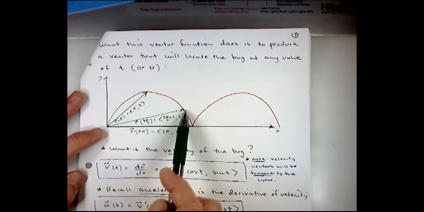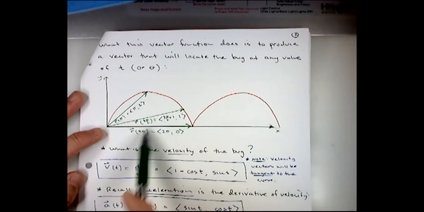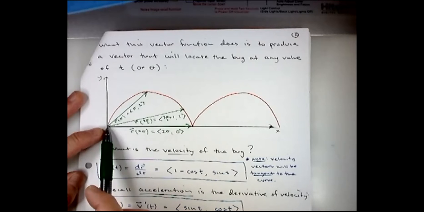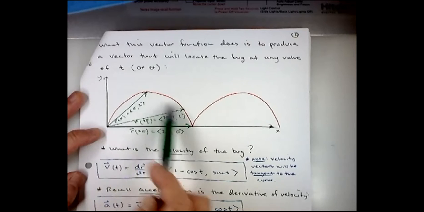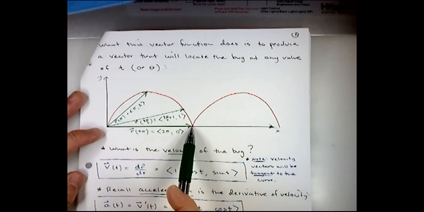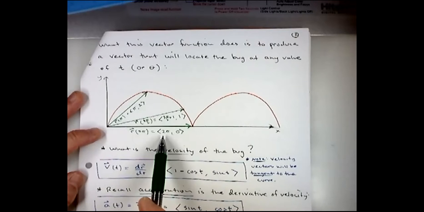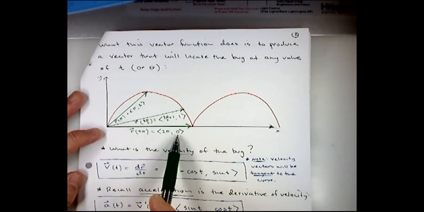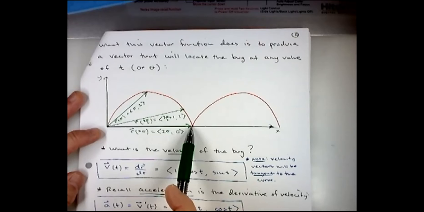I did a vector for 3 pi over 2. And then of course 2 pi, that would be 1 revolution of the wheel. So the bug got squashed here. By the time you get to 2 pi, the bug would be on the ground again. And so that vector gives us 2 pi, 0. That would be the location of the bug.